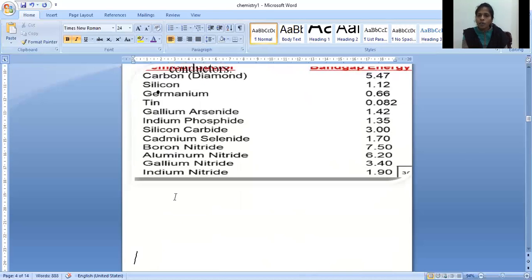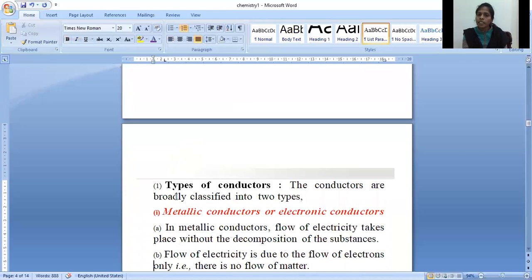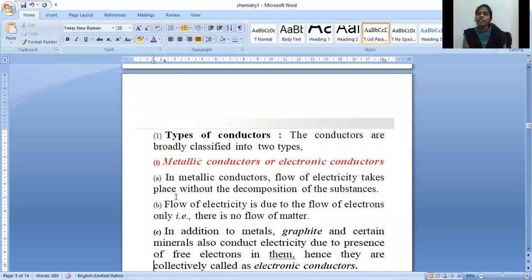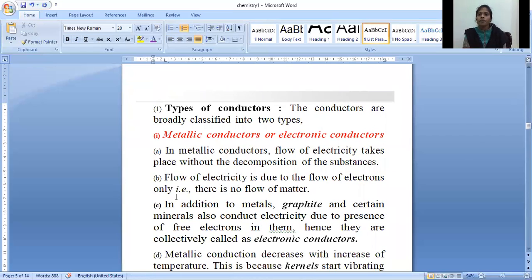So now you know what is meant by conductors, insulators, and semiconductors. Conductors pass electricity. Insulators do not pass electricity. Semiconductors pass electricity partially, lying between conductors and non-conductors. Now let us see the next topic, types of conductors.